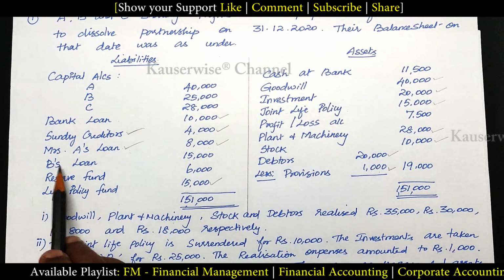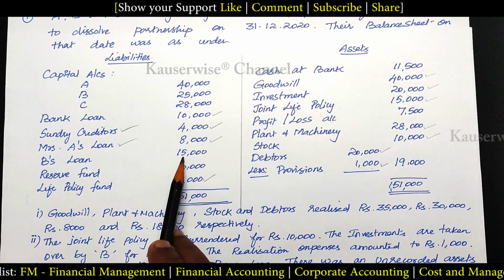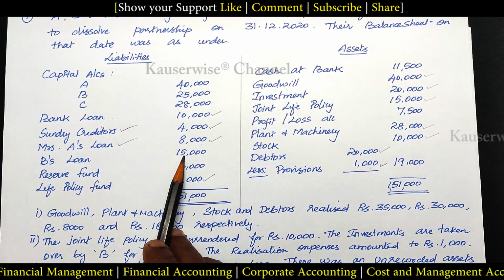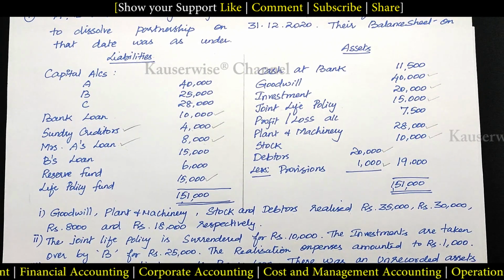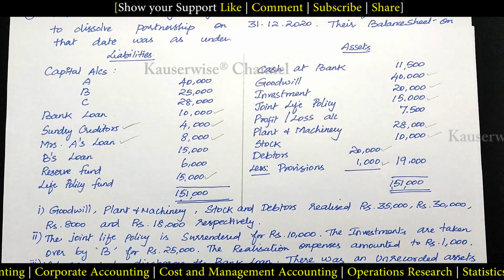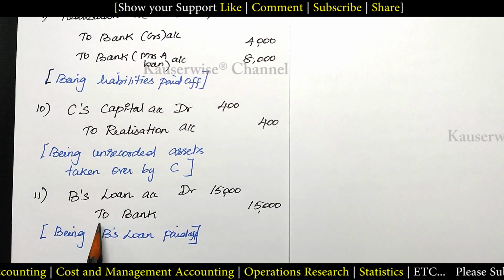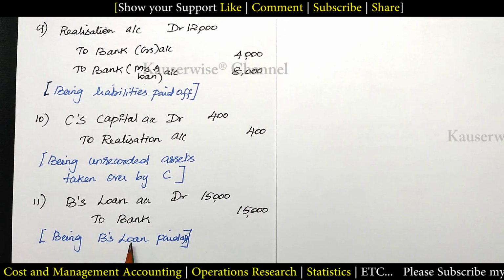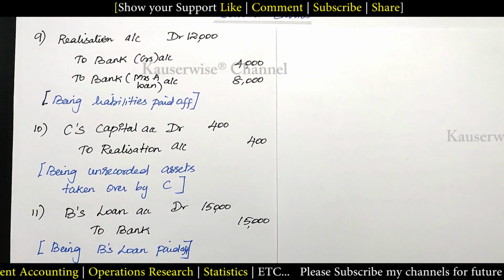Payment? No. B's loan account debit to bank account. You need not record this loan, that is the partner's loan, under realization account. Directly you can make payment out of bank account. Okay, entry: B's loan account debit to bank account. See the entry. Look at the 11th entry. B's loan account debit to bank account, being B's loan paid off. How much? 15,000. Okay, see the problem.